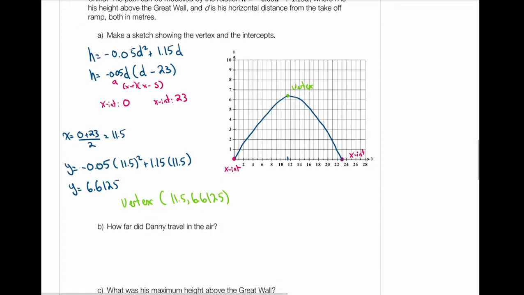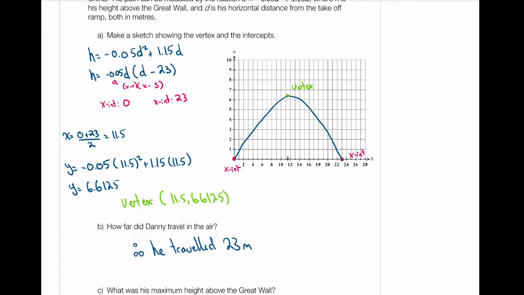B is asking, how far did he travel in the air? Well, if the height is shown on the y-axis, if he starts at 0, when he lands, he's going to end at 0. So in this case, we just have to see what that total distance is. And we see that the total distance traveled goes from 0 to 23. So he traveled 23 meters.